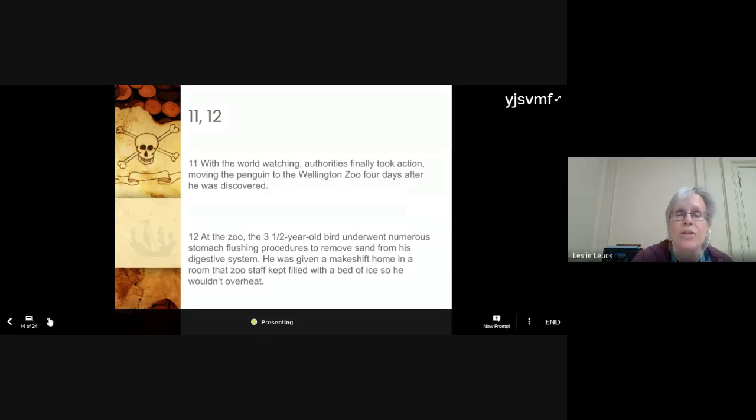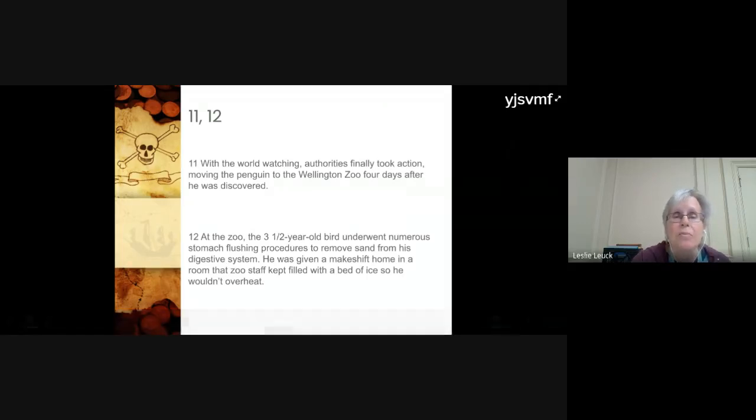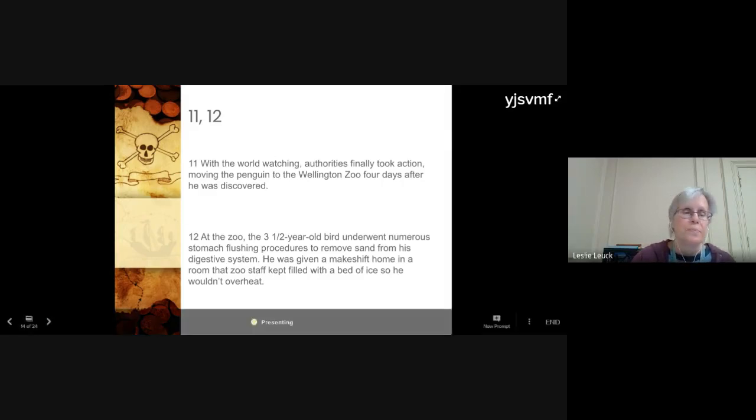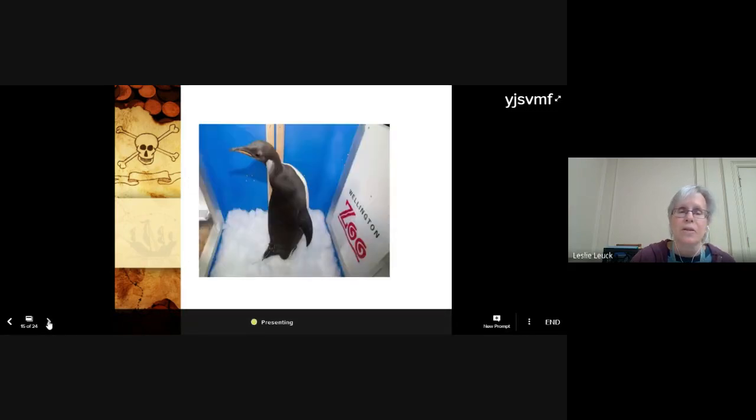With the world watching, authorities finally took action, moving the penguin to the Wellington Zoo 4 days after he was discovered. At the zoo, the 3.5-year-old bird underwent numerous stomach flushing procedures to remove sand from his digestive system. He was given a makeshift home in a room that the zoo staff kept filled with a bed of ice so he wouldn't overheat. And there he is in his little tiny enclosure.